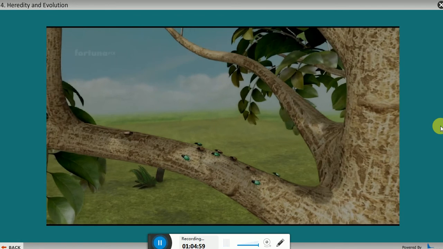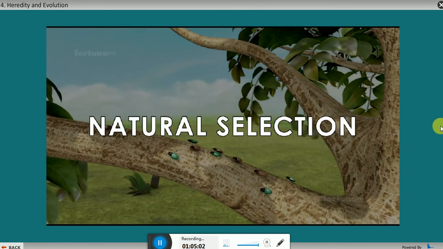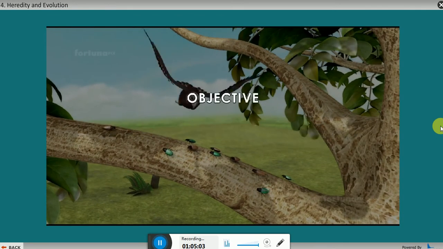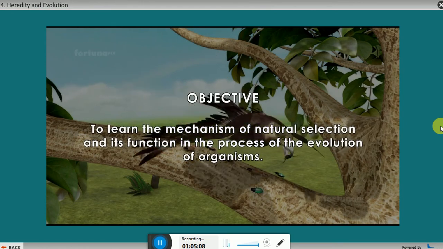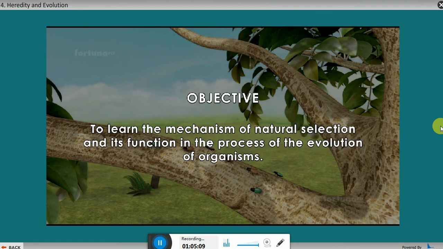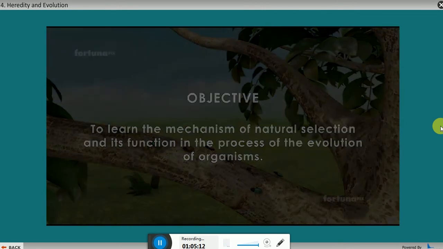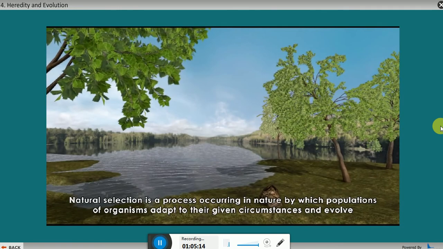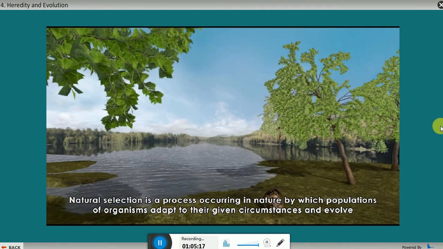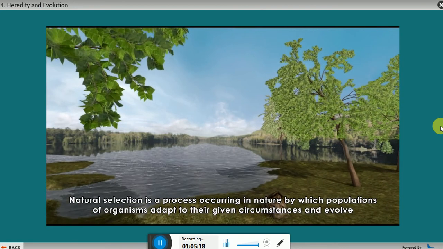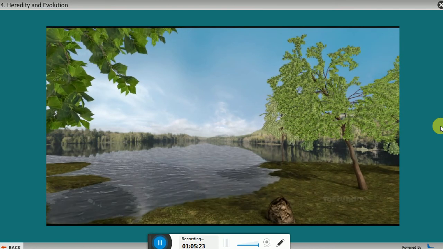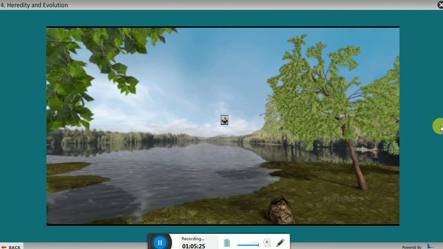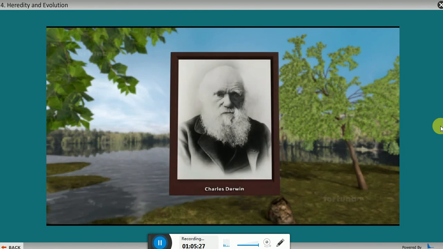Natural selection. Objective: to learn the mechanism of natural selection and its function in the process of the evolution of organisms. Natural selection is a process occurring in nature by which populations of organisms adapt to their given circumstances and evolve. The idea, which was first proposed by the British naturalist Charles Darwin, is considered an important mechanism of evolution.